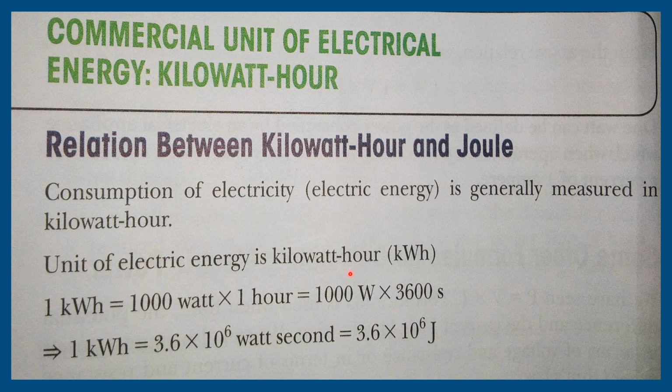And what is it equal to? 1 kilowatt hour is equal to 1000 watts into 1 hour. You know that 1 kilowatt is equal to 1000 watts, and here 1 kilowatt hour is the unit of electric energy. And we know that 1 hour is equal to 3600 seconds. So it can be converted as 3.6 into 10 to the power of 6 watt seconds, or it is equal to 3.6 into 10 to the power of 6 joules.